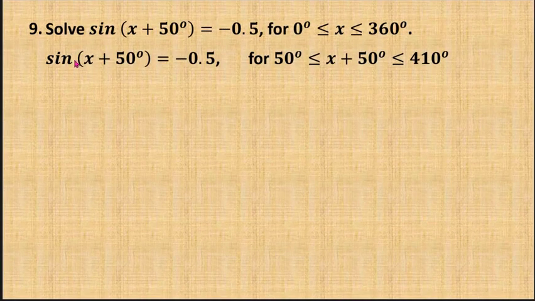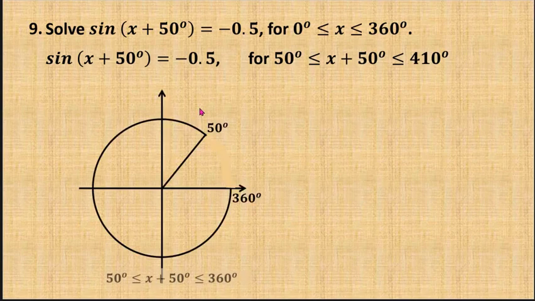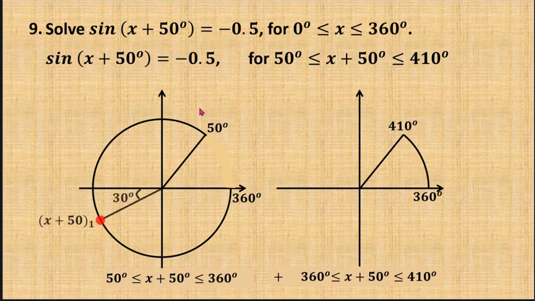For this question, if sine of x plus 50 is a negative value, which is negative 0.5, then the angle should be in the third quadrant and fourth quadrant. But in the second circle, the third quadrant and fourth quadrant are out of range, so they are not included. After determining the position of the angle, now I'm going to find the values of the angle. The first angle, all the angles must start from 0. So, start from 0, follows the direction of anti-clockwise.